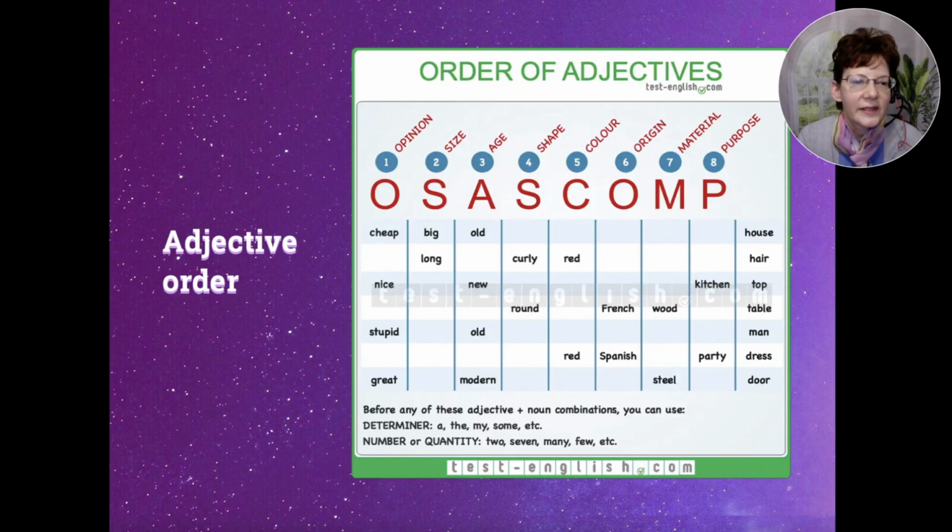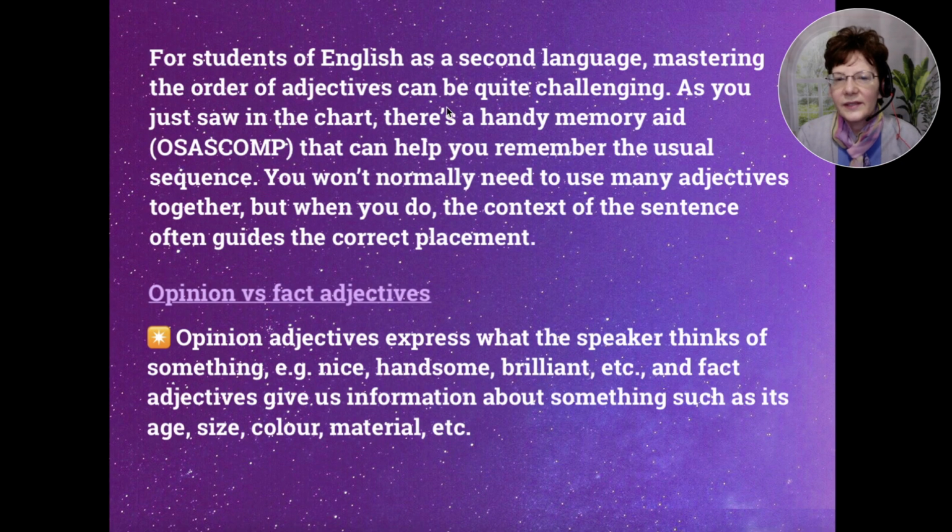All right, so let's look here. For students of English as a second language, mastering the order of adjectives can be quite challenging. As you just saw in the chart, there's a handy memory aid we just looked at, OSASCOMP, that can help you remember the usual sequence. You won't normally need to use many adjectives together, but when you do, the context of the sentence often guides the correct placement. So let's look at opinion versus fact adjectives.